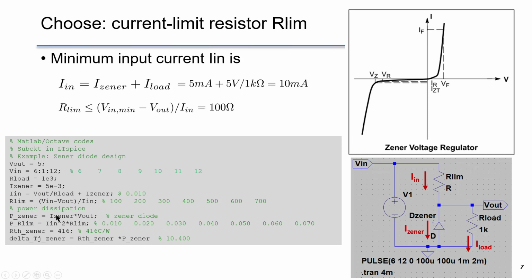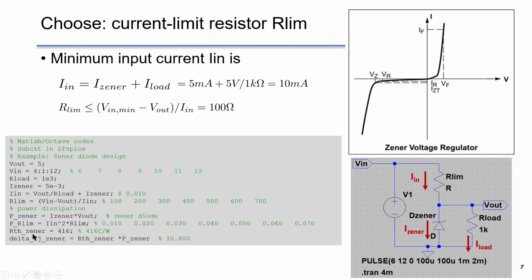Also, we calculate the power dissipation over the Zener diode and the current limit resistor. For the Zener diode, the total output power is 5 milliamps times 5 volt, which gives you about 25 milliwatt. And the current limit resistor power is I in squared times R limit. So in the worst case, at 12 volt, we can see the power dissipation over this resistor is about 70 milliwatt.